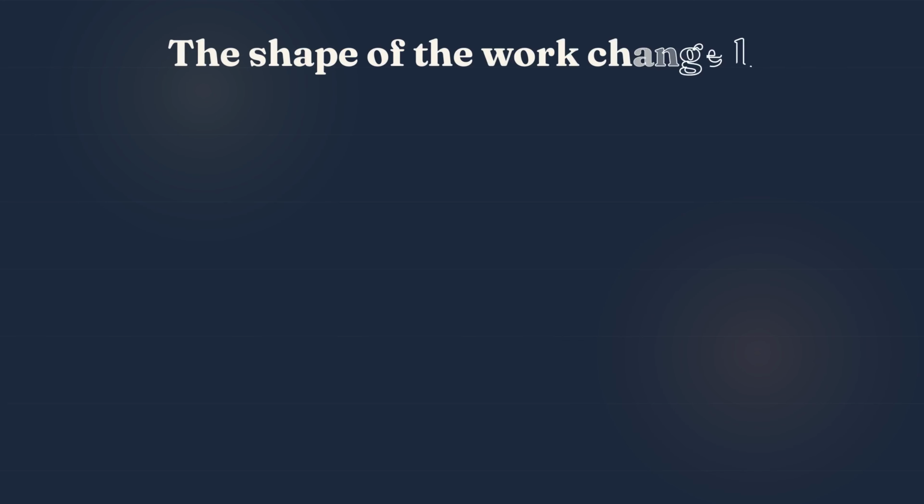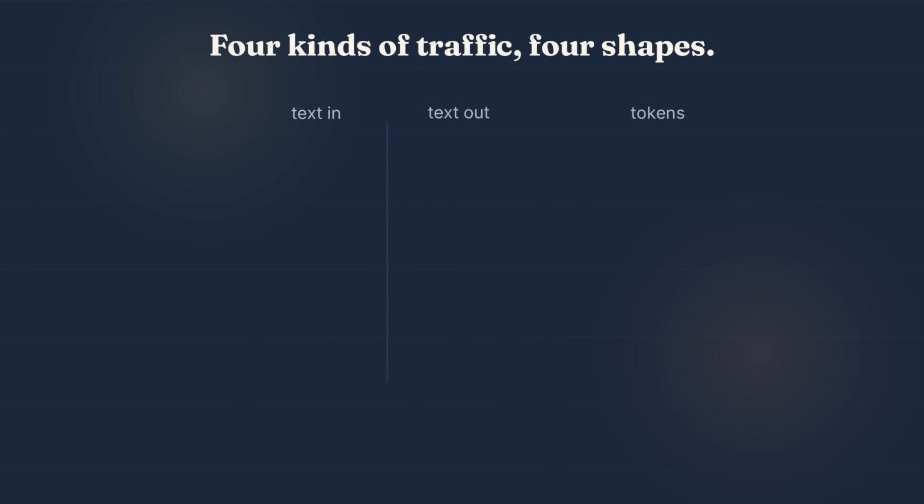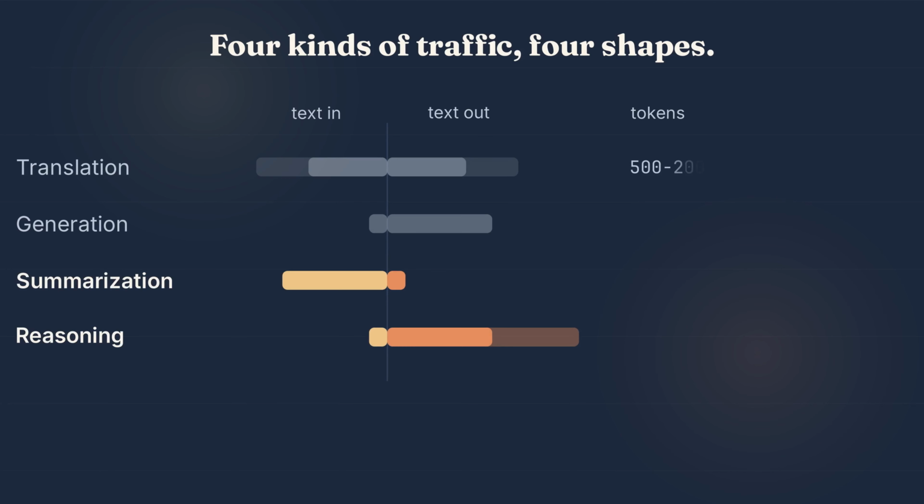The shape of the work changed. And by shape, I mean 2 things: how much text goes in and how much comes back out. So what does each one look like? Summarizing is a lot of text in and a little bit out, and reasoning is the other way around, a short question in and then thousands of words back out.